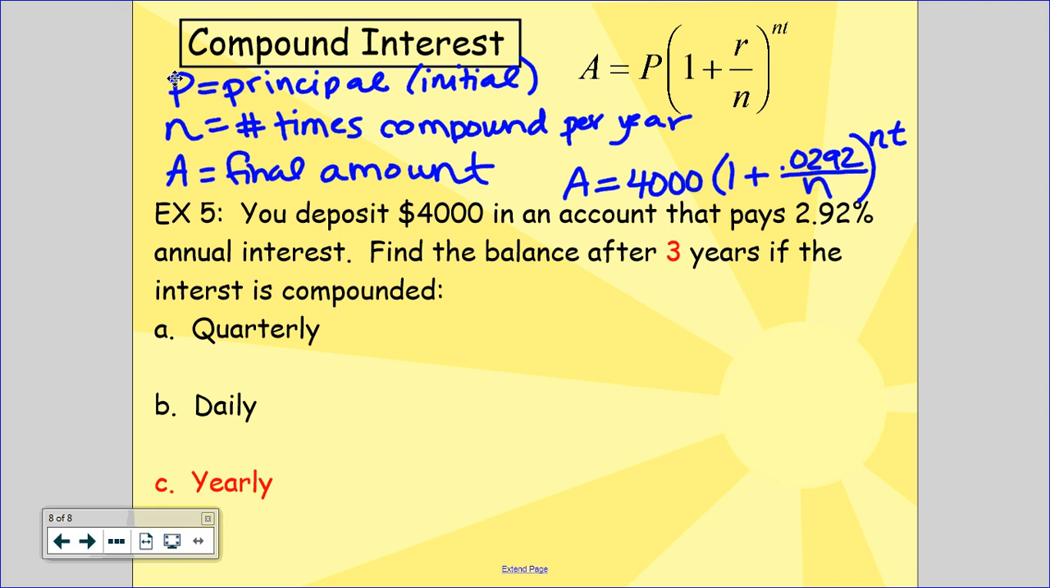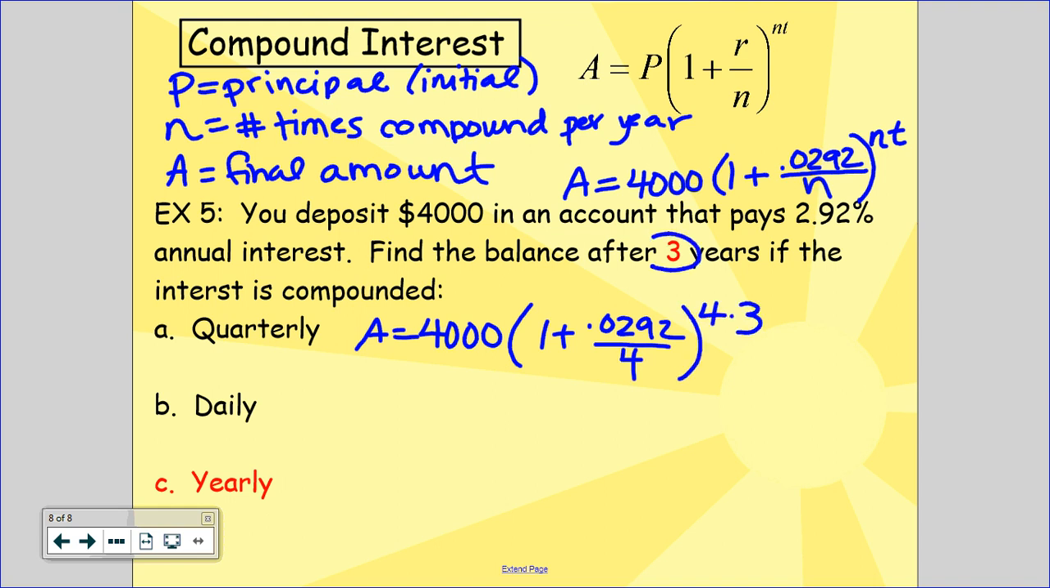So we're going to find the balance after 3 years if the interest is compounded quarterly. So that means it's compounded 4 times during the year. So you have 4,000 times 1 plus 0.0292 over 4 to the 4 times 3, because we're doing 3 years after you put the money in there. How much am I going to have? So when you compute this, you're going to want to find 0.0292 divided by 4 first, and then add that to 1, and then do the rest of that.